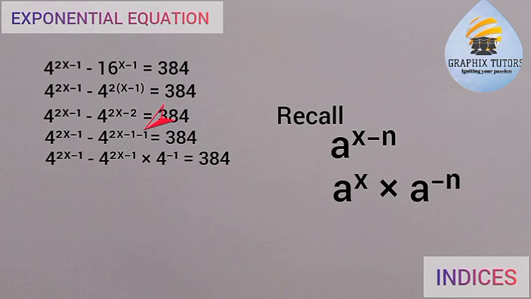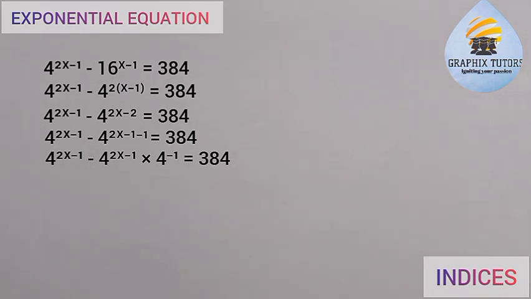I wanted to allow the 4 to the power of 2x minus 1 to be on one side, to conform with the first value I wrote down. That's why I did that. So that's what we have. Now, if you look at the two sides of the negative sign, at the left hand side I have 4 to the power of 2x minus 1, and at the right hand side I also have 4 to the power of 2x minus 1. So I have to factorize, bringing out the common value. If I bring it out, I'll be left with 1 minus 4 to the power of minus 1, equals 384. Is that okay now?